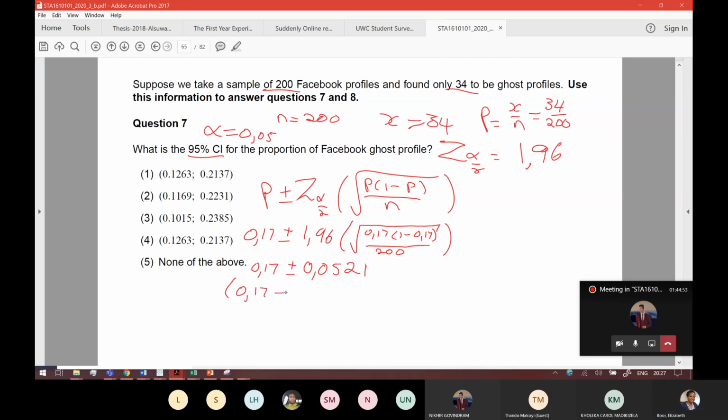0.17 minus 0.0521 and 0.17 plus 0.0521. And what do you get?